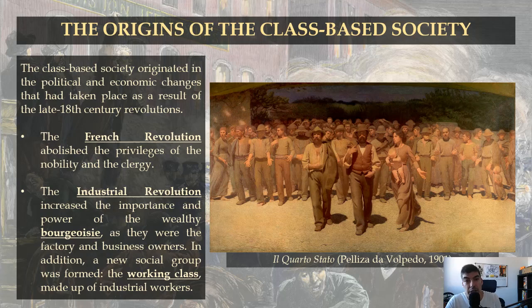In addition, opposed to this new social class, a new one was formed, the working class, la clase obrera, which was made up of industrial workers. Here you have a very famous painting of this new working class, Il Quarto Stato.